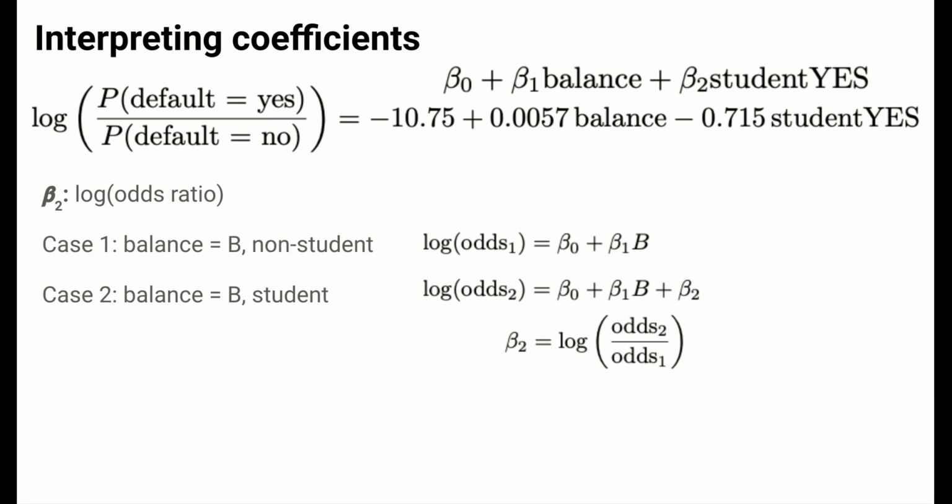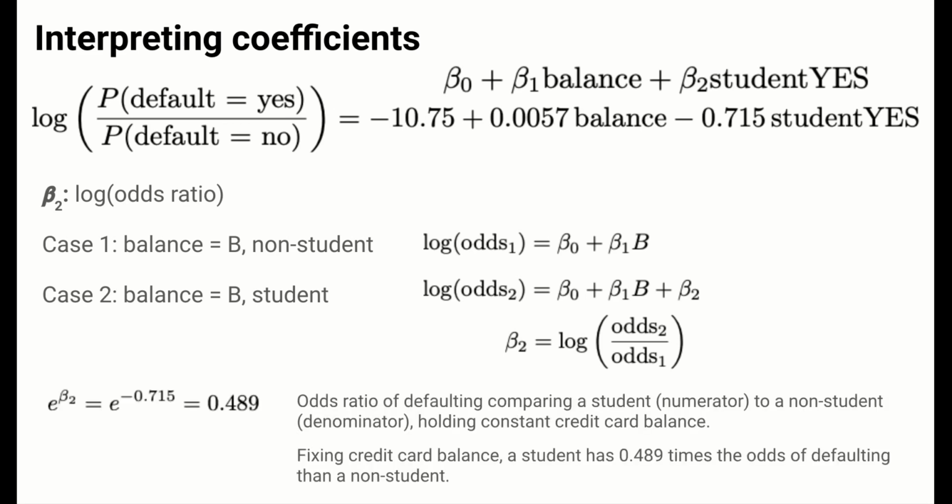We can use a similar process to determine the interpretation of the beta 2 coefficient. We see that beta 2 is a log odds ratio comparing a student to a non-student, but who have identical credit card balance. Using our estimates from the model, we see that the odds ratio is 0.489, which we can interpret as follows. Among people with the same credit card balance, holding credit card balance fixed, students have 0.489 times the odds of defaulting than non-students. That is, for a fixed credit card balance, students are less likely to default than non-students.